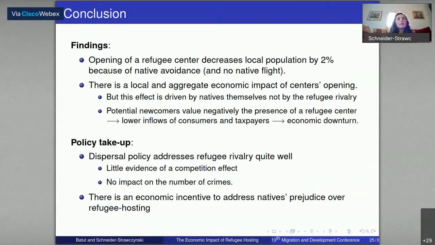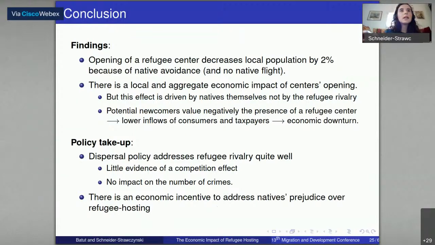And these findings have some policy takeaways. First, dispersal policy seems to address refugee rivalry rather well, given that we find little evidence of a competition effect and no impact on the number of crimes. And the second policy takeaway could be that there is an economic incentive to address natives' prejudice over refugee hosting, because by addressing the root cause of the segregation, we could reduce the economic impact of refugee hosting.